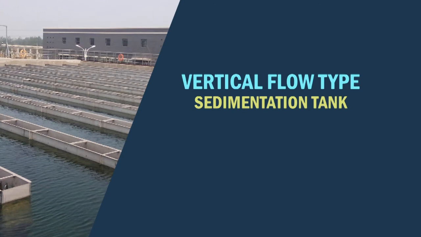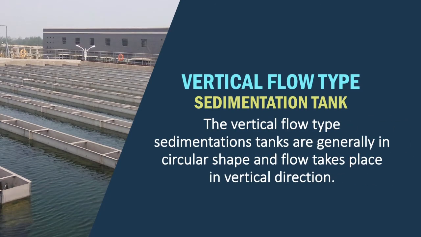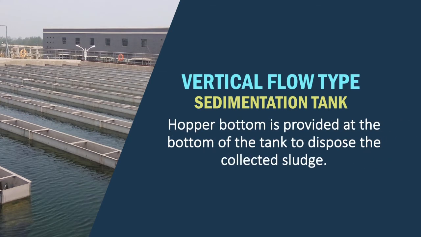Vertical flow type sedimentation tank. The vertical flow type sedimentation tanks are generally circular in shape and flow takes place in the vertical direction. A hopper bottom is provided at the bottom of the tank to dispose of the collected sludge.